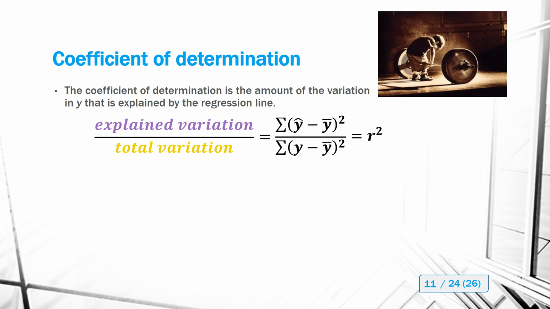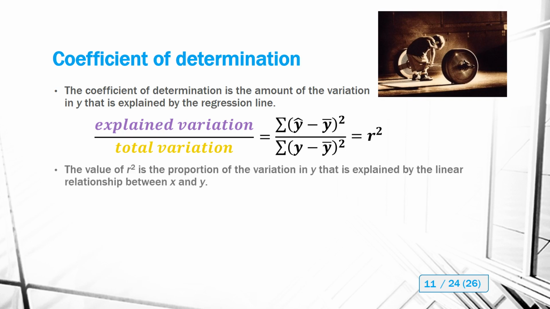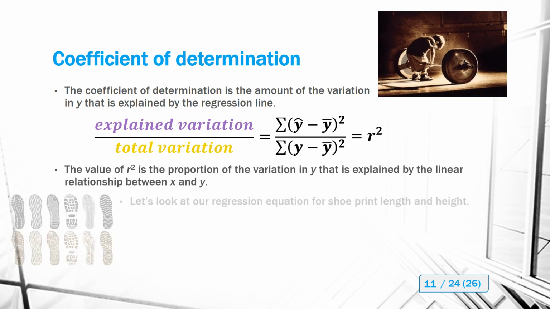So R-squared is the coefficient of determination. It reveals the amount of explained variation in our regression line. Because the proportion of total variation cannot be greater than 1, we simply subtract the explained variation from 1 to get the unexplained variation in our model. So this value of R-squared, this coefficient of determination, is simply a proportion of the variation in y that's explained by the linear relationship between x and y.